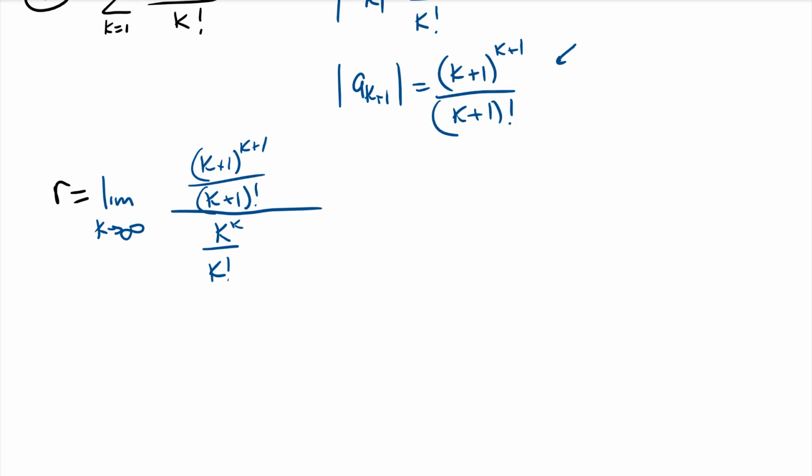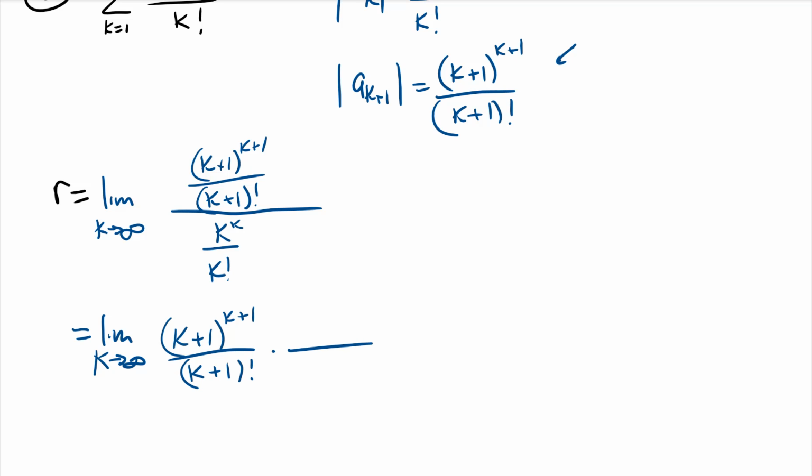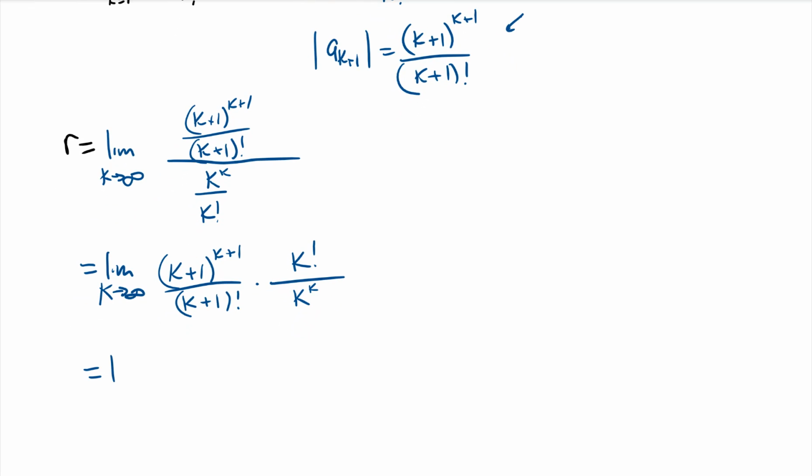So let's flip it and invert it. So as k goes to infinity, k plus 1 to the k plus 1 over k plus 1 factorial times, and then we get our k factorial up top and our k raised to the power of k. Y'all ready for this? Here comes some algebra for y'all. Okay, this is equal to the limit as k goes to infinity. So I'm going to leave this k to the k, I'll put that out front. I think that's good to go. I don't want to mess with that.